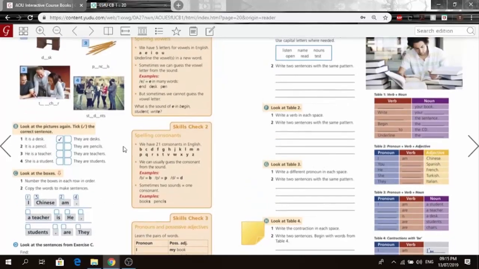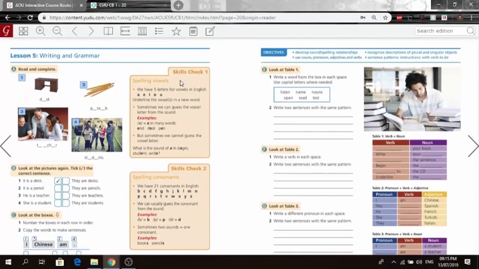Okay? So now let's go back a second to skills check 1, spelling vowels. So what are vowels? We have 5 letters for vowels in English. It's A, E, I, O, U. So sometimes we can guess the vowel letter from the sounds. For example, this E sound in many words. So end, desk, pen. Sometimes you can guess that it's a vowel from just pronouncing the word.